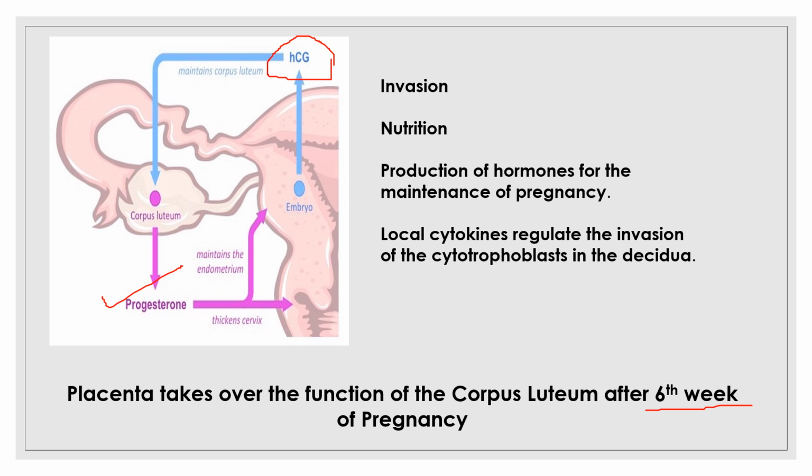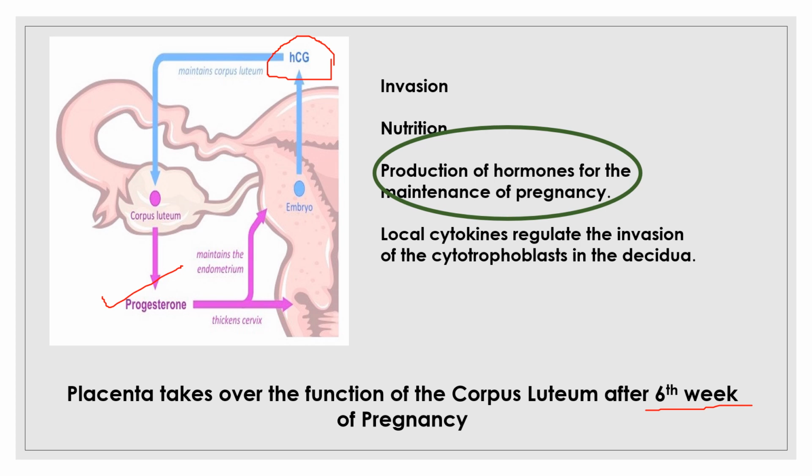So now the function of the placenta is very important. It is releasing the HCG, which is actually the initial part. It is maintaining the pregnancy. The major functions of the placenta are invasion of the endometrium, giving nutrition to the fetus, producing hormones to maintain the pregnancy, and local cytokine release. But in this segment, we will focus more on the hormone production ability of the placenta.